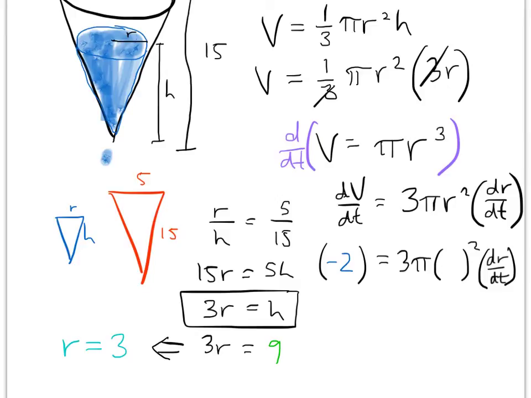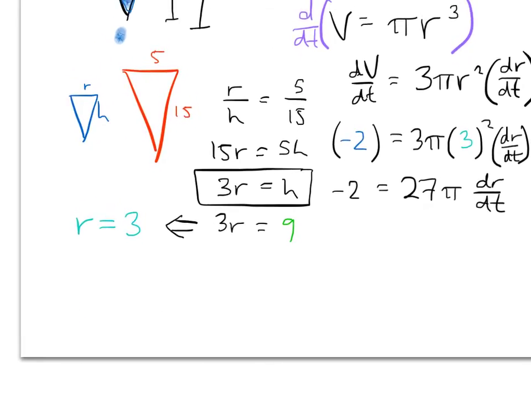Do you remember earlier when I said this container tells us something very important, that the radius is always a third of the height? When they told us that the height is 9, what's great is that means we know the radius is 3. So let's fill in the 3 for our radius, and now we have everything we need. Let's solve this thing. So we'll get -2 equals 3 squared is 9, but times another 3 is 27 pi. And if we want to solve for dr/dt, we simply divide both sides by that 27 pi, and we will get dr/dt equals -2 over 27 pi.